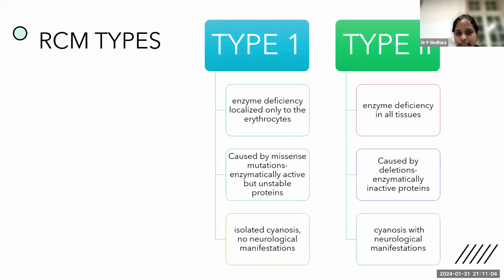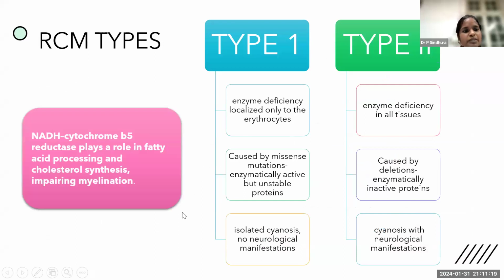So it is of 2 types. Type 1 is present only in the erythrocytes, and hence there is only isolated cyanosis with no neurological manifestations. Whereas in type 2, the enzyme deficiency is present in all the tissues, hence the child can have cyanosis with neurological manifestations. Why does it cause neurological manifestations? Because this cytochrome B5 reductase plays an important role in fatty acid processing and also cholesterol synthesis, thus causing impaired and delayed myelination.